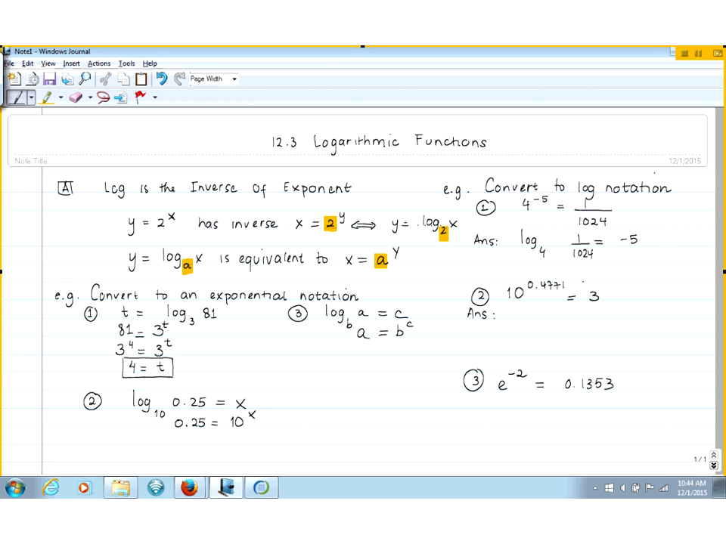How am I going to rewrite these? Log base 10 of 3 is equal to 0.4771. Yes. All right, last one. Log base E of 0.1353 is equal to negative 2. So you're just rewriting back and forth: exponential to log, log to exponential.